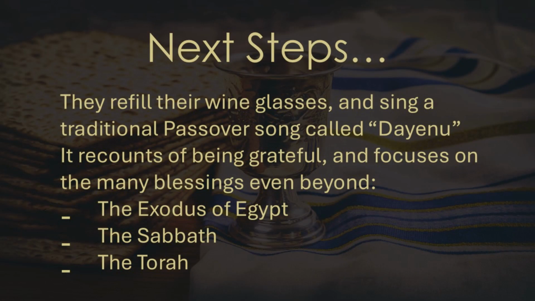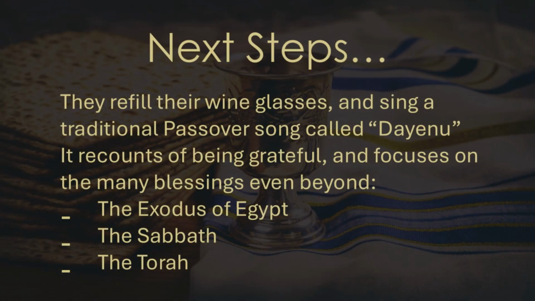But they refill their wine glasses, and as they do this, they sing a traditional Passover song called Dayenu. I thought about playing it all for you, but it's a little long, and I can't read Hebrew, and it wouldn't have gone over very well. So I broke it all down for you. Thank you, ChatGPT. It recounts being grateful and focuses on the many blessings, the blessings beyond that of the Exodus of Egypt, beyond the blessings of having the Sabbath, and beyond the blessings of the Torah. I thought that was interesting. As big of deals as the Exodus is, the Sabbath is, and the Torah, the song Dayenu actually represents how much more they are blessed beyond that point. So I thought that was kind of neat.